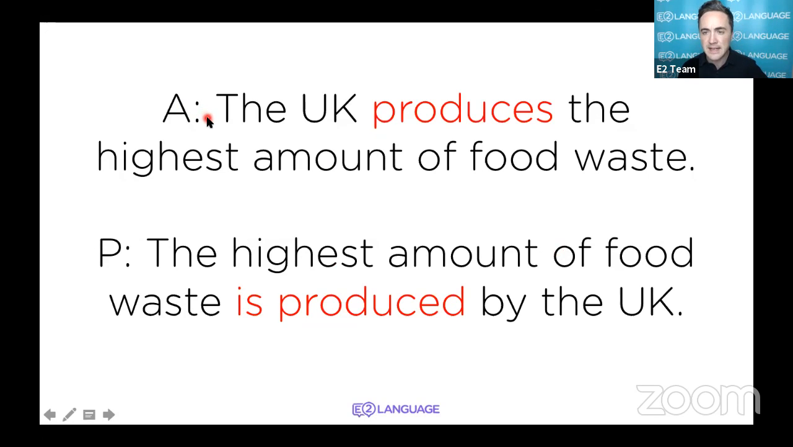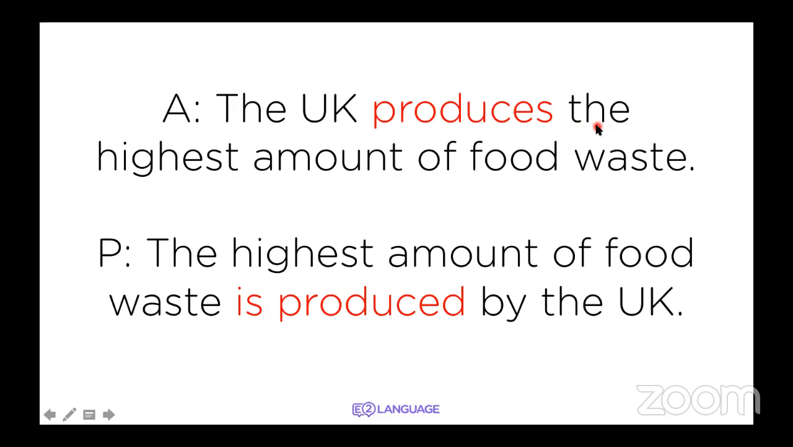These two sentences mean exactly the same thing. And in these sentences, the emphasis doesn't really matter. It could be active, could be passive. They're both good, right? The active sentence says, the UK produces the highest amount of food waste. The passive sentence means the exact same thing, but the subject and object are switched and the verb changes. The highest amount of food waste is produced by the UK. Produces becomes is produced, right?